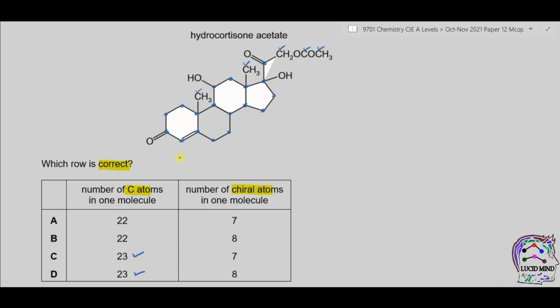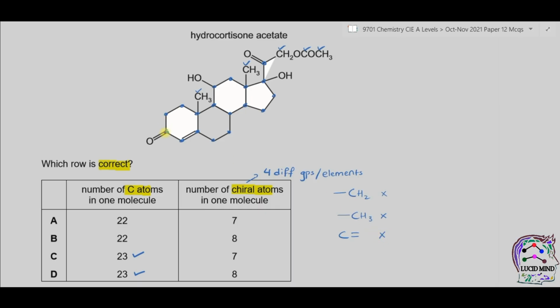Now let's look into the number of chiral carbons. We know that a chiral carbon is the one that is attached to 4 different groups or elements. Now this means that the carbon that is attached to 2 hydrogen atoms is not chiral. The carbon that is attached to 3 hydrogen atoms is not chiral. The carbon that is making a double bond is also not chiral.